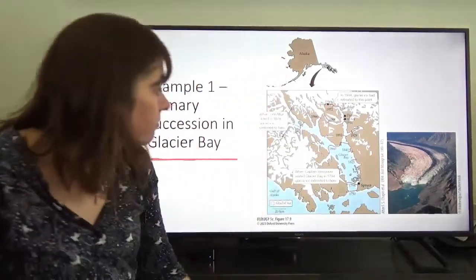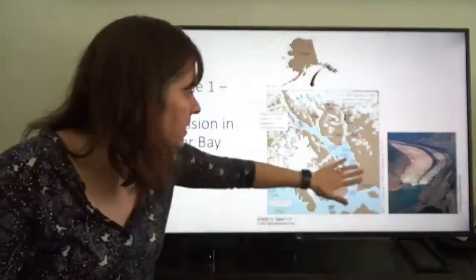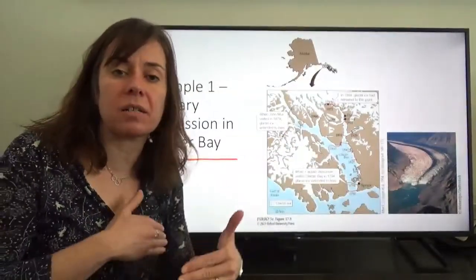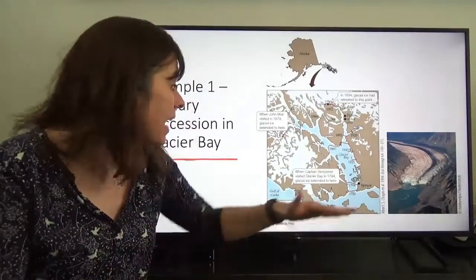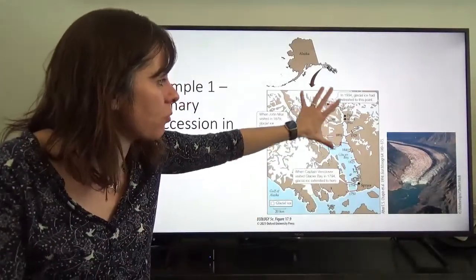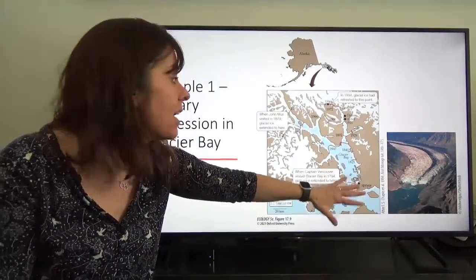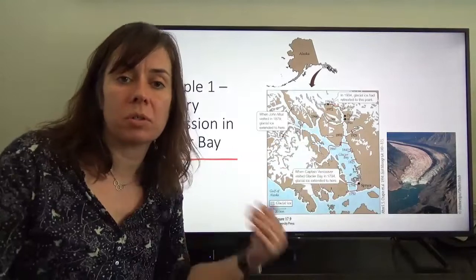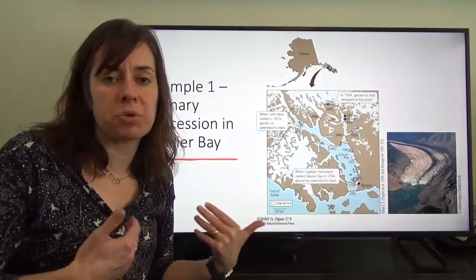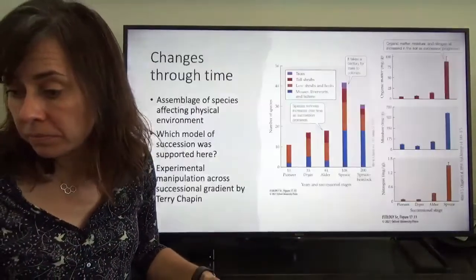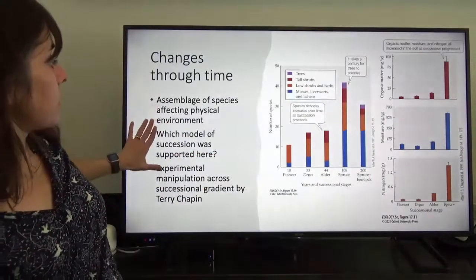All right, so this is how some of these successional processes are studied in response to glacier retreat. We have this documented history of where glaciers were at different points in time, so we know the age of those areas, and then we can associate those plant communities with the time since retreat of the glacier. Okay, so changes through time.